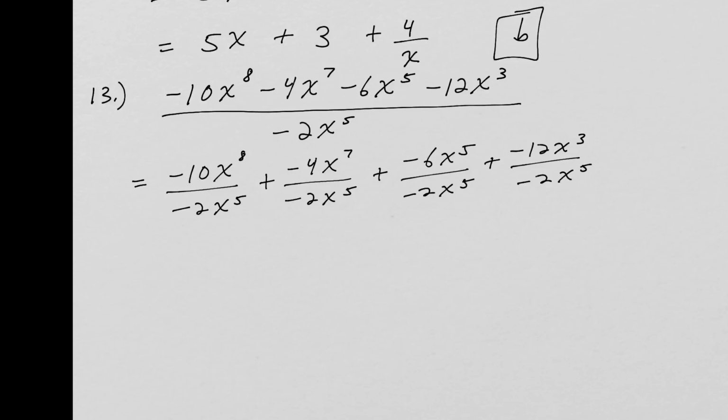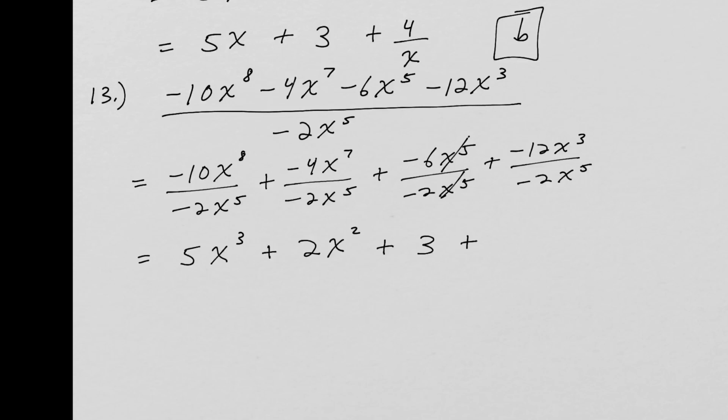Okay, so now we can handle each of these separately. Right now, each term is just a monomial divided by a monomial. So negative 10 divided by negative 2 is positive 5. X to the 8th divided by x to the 5th, we subtract exponents, so 8 minus 5 is 3, so this is x cubed. Plus, negative 4 over negative 2 is 2. X to the 7th divided by x to the 5th is x squared. Plus, negative 6 over negative 2 is positive 3. And then x to the 5th divided by x to the 5th, they cancel, right? Or you could say x to the 0, which is 1, either way.